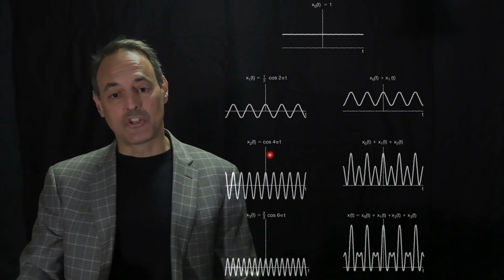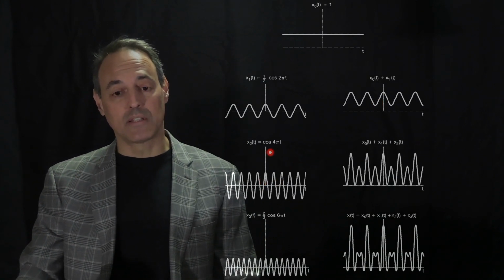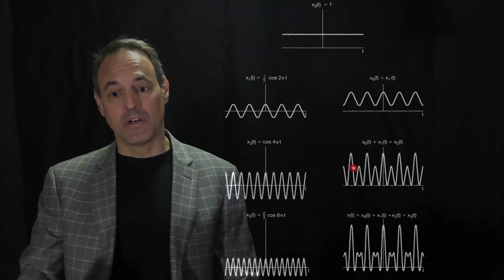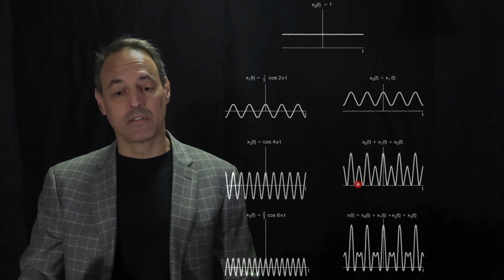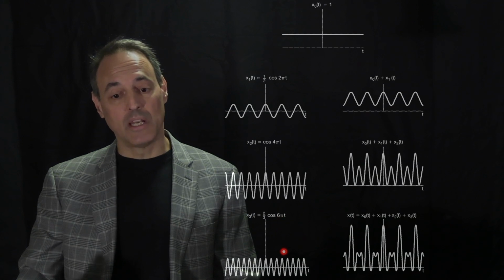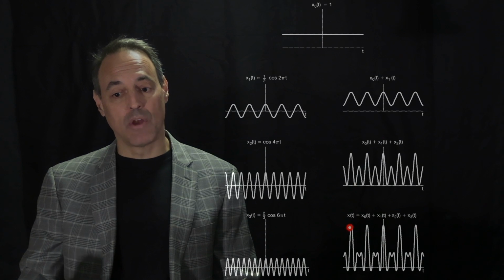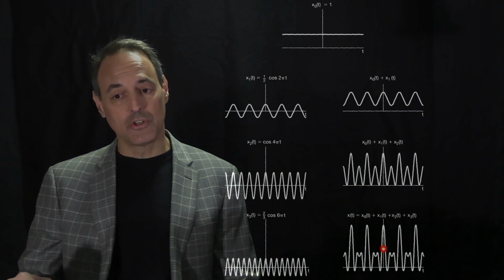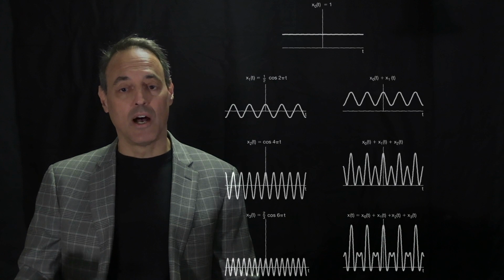And then here's x2, cosine 4 pi t. So it's twice the frequency of this here. Now I add them together, I get this. And then I add the third component, k equals 3. This is a more highly oscillating piece, and then you add them all together, and it's this signal here. So you can see, you can start constructing pretty amazing signals.